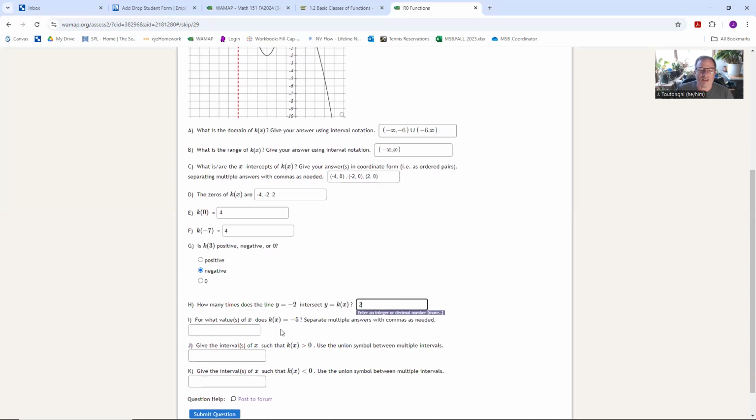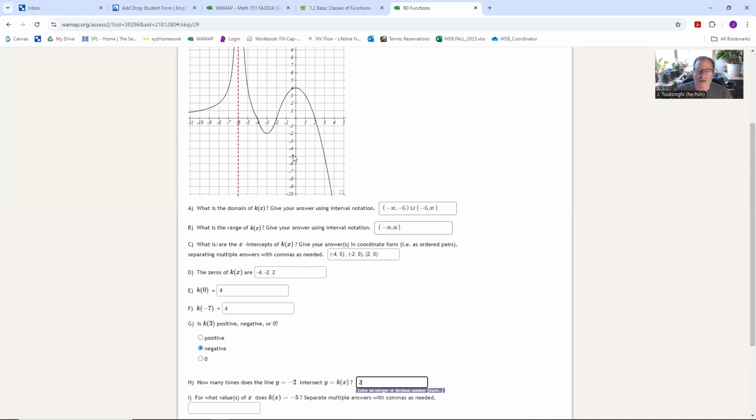For what values of x does k of x equal -5? Separate multiple values with commas as needed. So you want the y value to be -5. It never touches the graph over here. It touches the graph here when x is 3, right there.